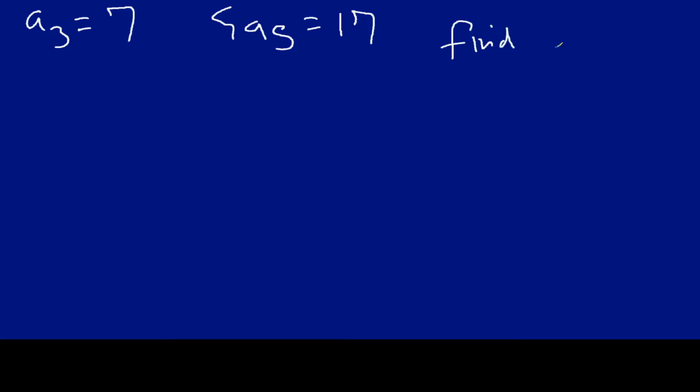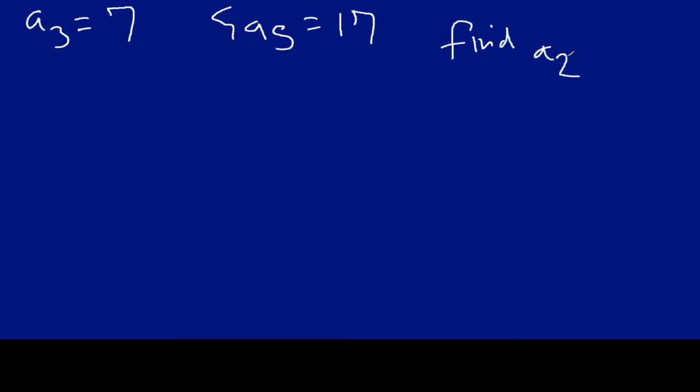So let's say we know the following. We know that the third term, A3, is 7, and A5, A sub 5, is 17. And our job is to find A sub 2. So that's what we're going to do.